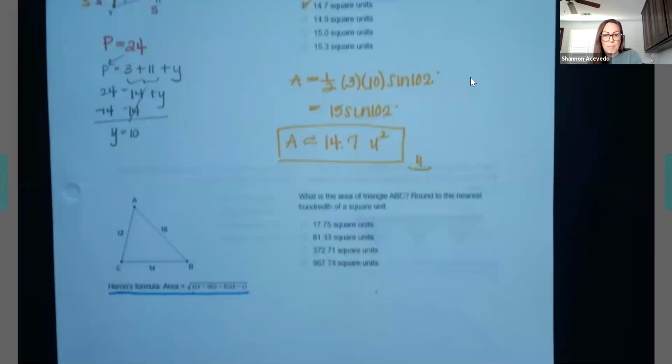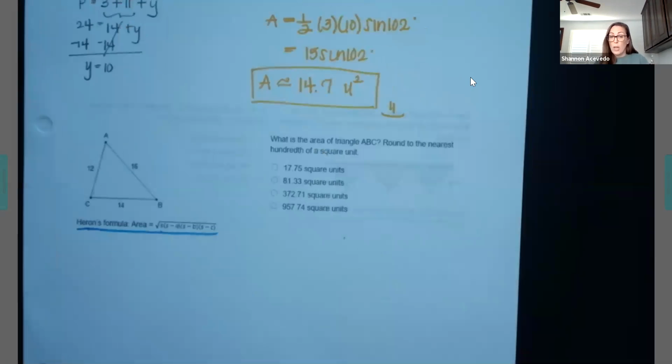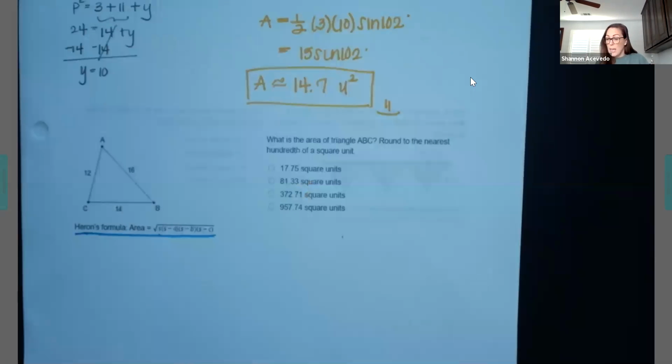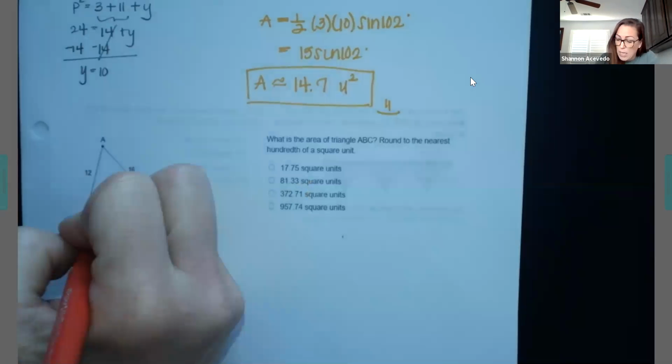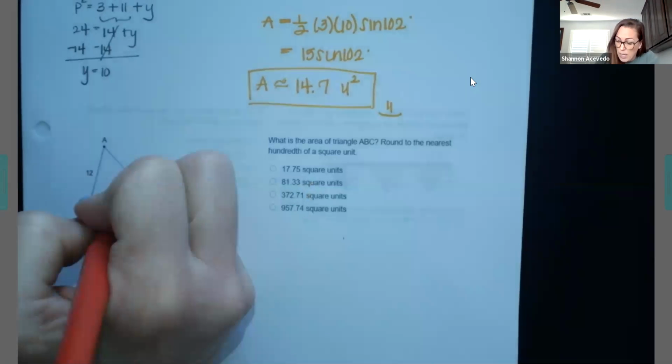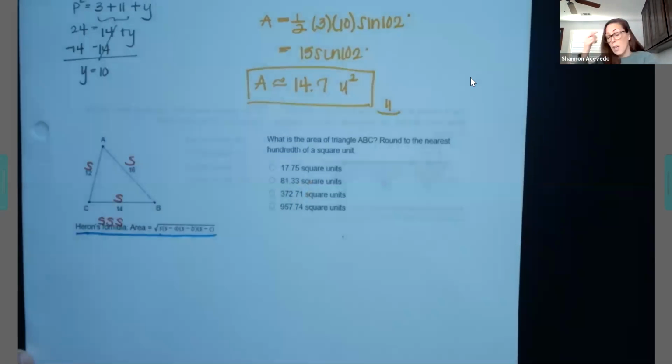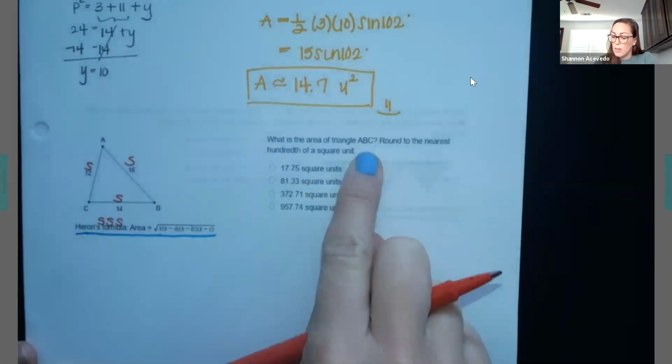Alrighty. Next one. So we know we're going to be using Heron's formula. And as a reminder, to use Heron's, you need to know side, side, side. And I look here, I have a side, side, side. So it's looking good so far. And what is it asking? It just says, what is the area of the triangle? Round to the nearest hundredth.